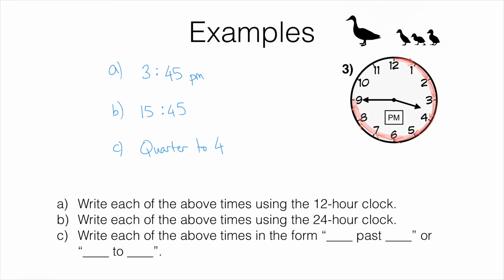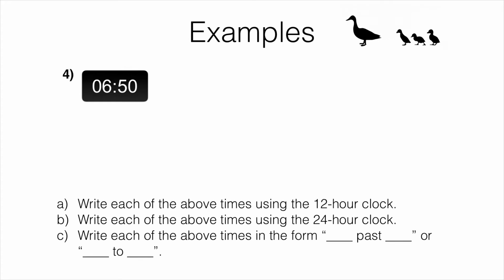Technically, it would be correct to say 15 minutes to 4, but again, it's not very common to say that when you're dealing with one of these fractions, a quarter past, a half past, or a quarter to, which is what we've got in this case, because the minute hand is pointing here.